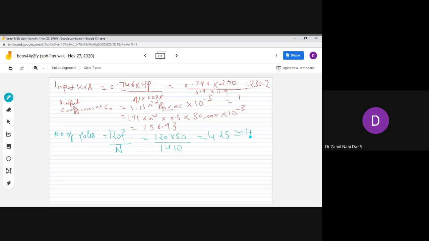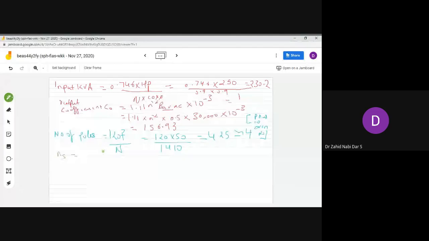Why, if it comes 4.75, can't you take 5? No, still you have to take 4, because if it comes 5.75, then you can go for 6. P has to be an even number. That thing you keep in mind while calculating this.